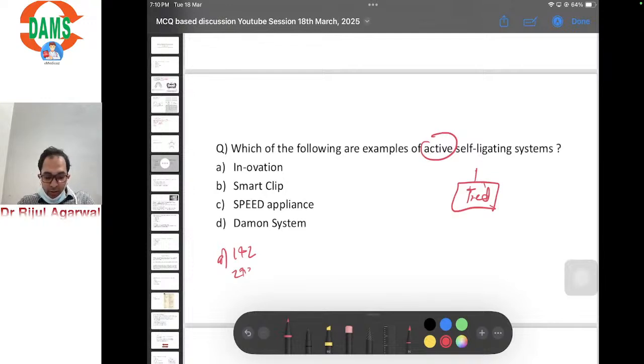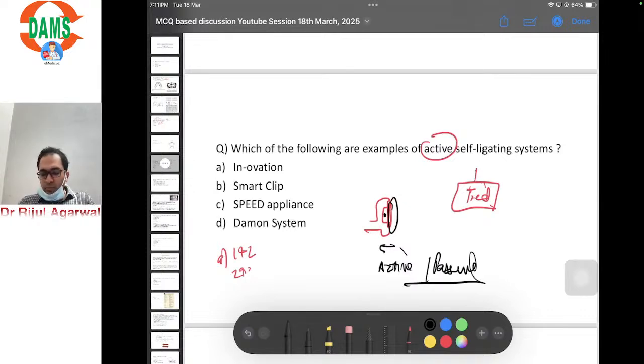So it evolved into the self-ligation system consisting of a bracket. Imagine this is a bracket which had an inbuilt shutter attached to it. So instead of tying, you just insert the wire inside it. This is the wire, and the shutter comes down. Now this clip or shutter can exert active force on the wire, or it can be passive as well. When it's actively touching the wire, actively exerting force, it becomes active self-ligating. And when it is just passive, that means it is not exerting any active force on the wire.